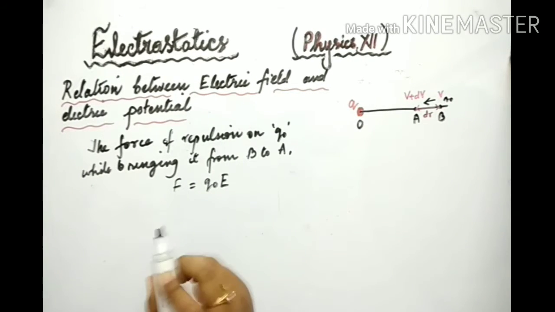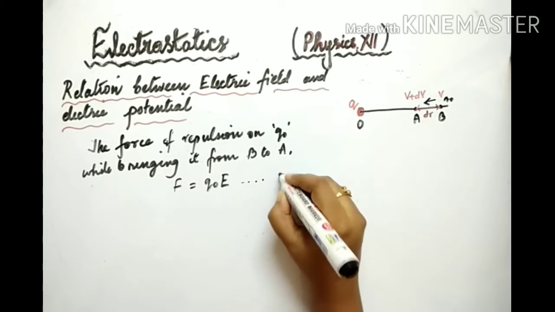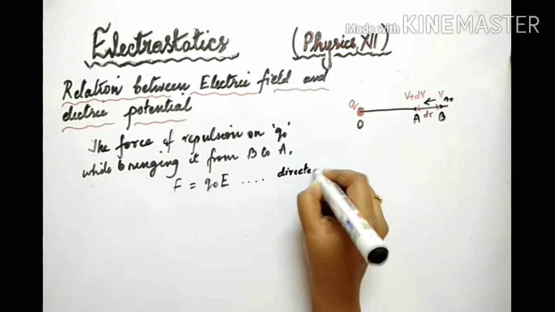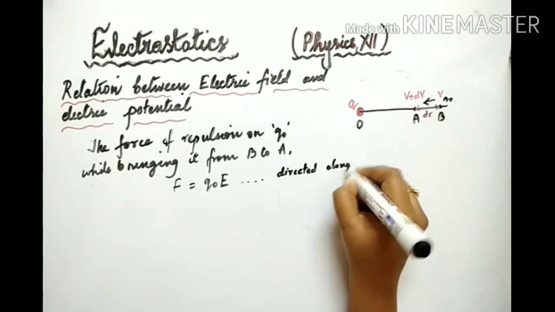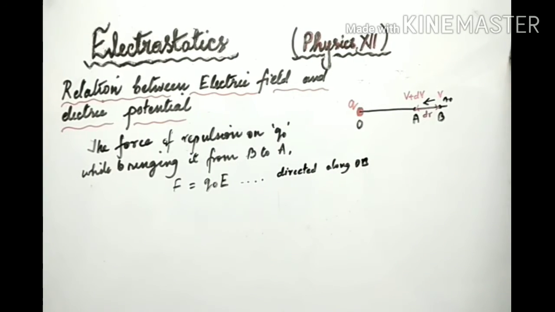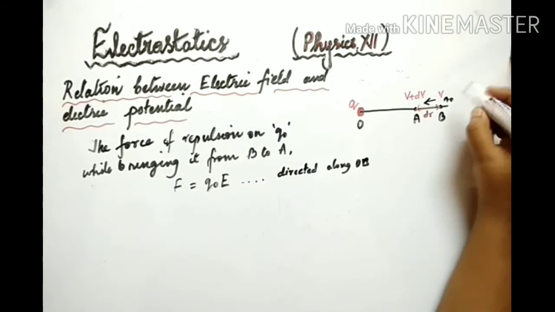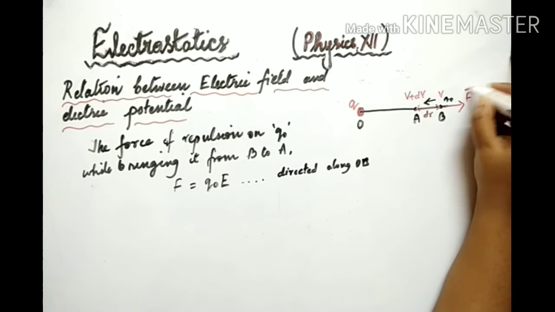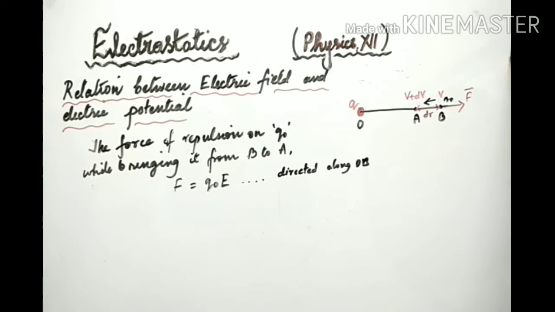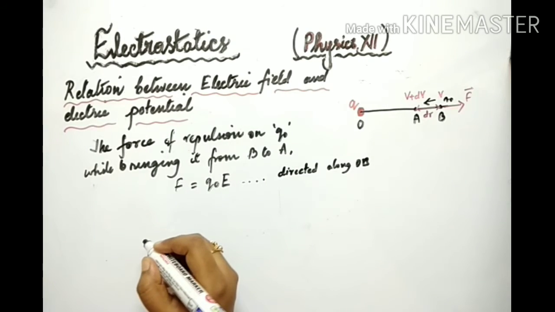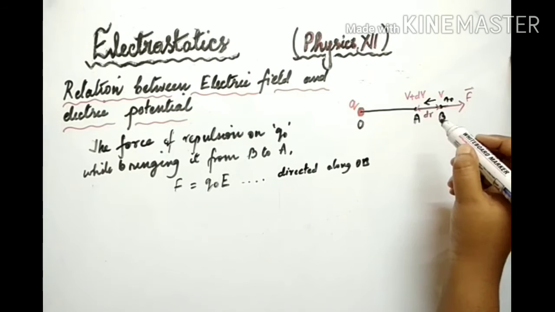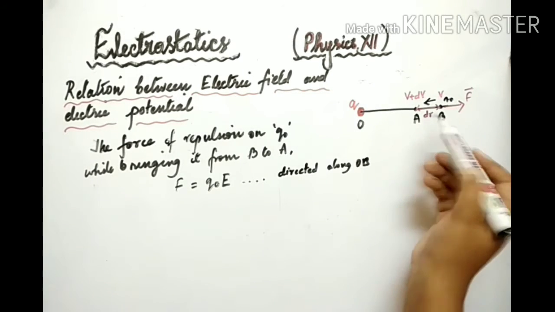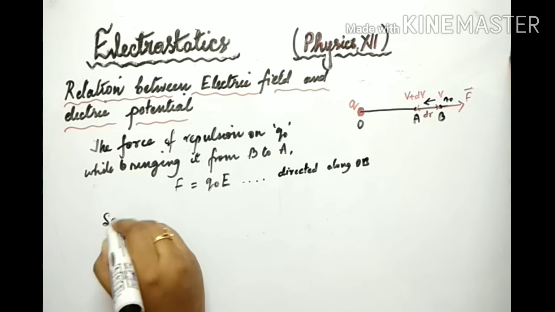So now we are writing it in scalar form only. So we can write it is directed along OB. So we can see that the force will be along, the electric field will be along this direction. Now we need to know the amount of work done in bringing the charge from this point to this point. So small work done.